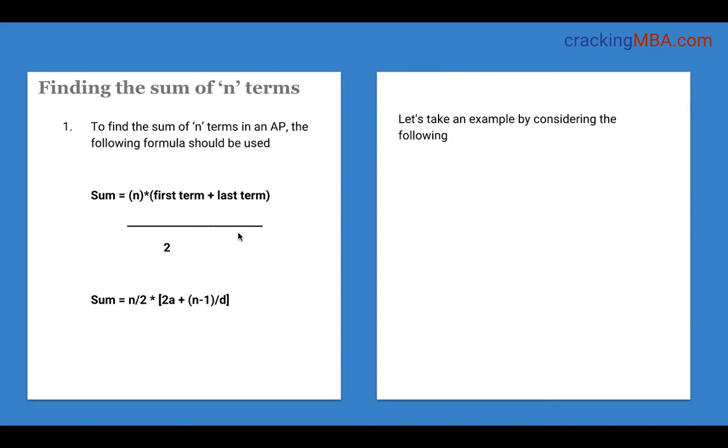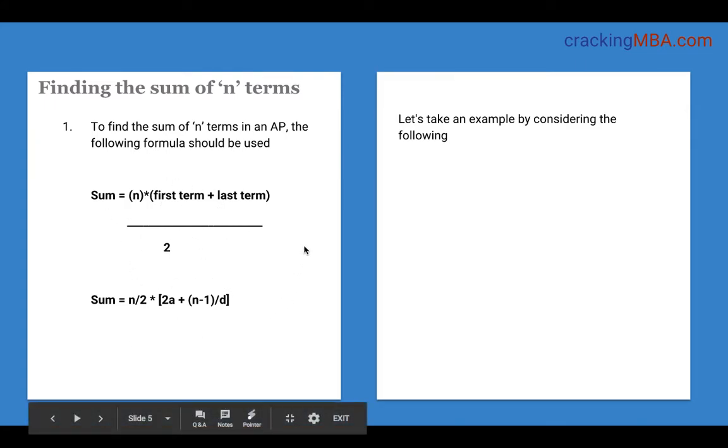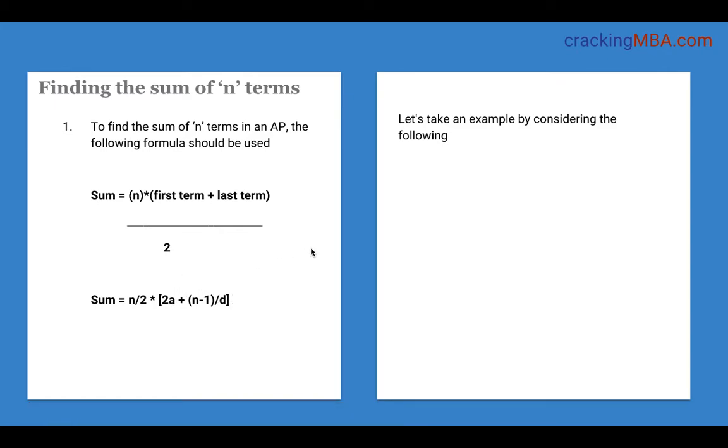The first formula is used when you know the first term, the last term, and the number of terms. You use the second formula when you don't know the last term, but you know the first term, the common difference, and how many terms there are in the AP.